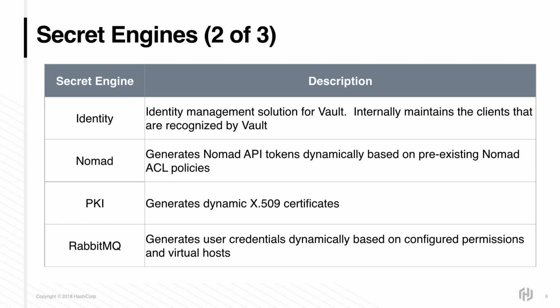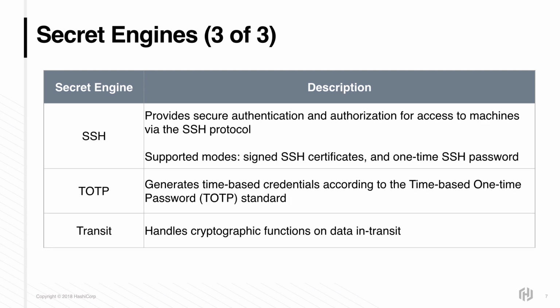PKI secret engine generates dynamic X.509 certificates. RabbitMQ secret engine generates user credentials dynamically based on configured permissions and virtual hosts. SSH secret engine provides secure authentication and authorization for access to machines via the SSH protocol. Supported modes are signed SSH certificates and one-time SSH password. Time-based one-time password secret engine generates time-based credentials according to the time-based one-time password, or TOTP, standard. Transit secret engine handles cryptographic functions on data in transit.